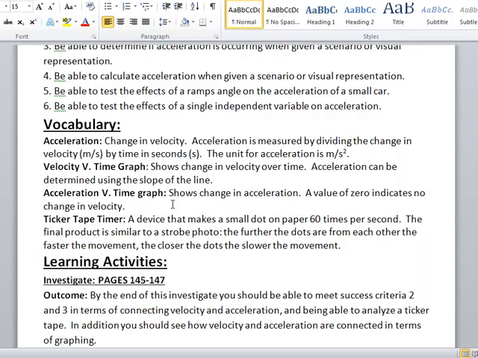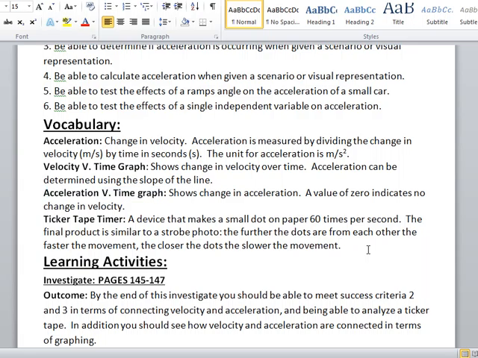Then the acceleration versus time graph. Now with this one, this is going to show change in acceleration. So if there is a positive line, so let's say the line is at 2, then that means that the object is accelerating. It's increasing its velocity or decreasing its velocity. And a value of 0 on an acceleration versus time graph means that velocity is maintaining or keeps staying the same.